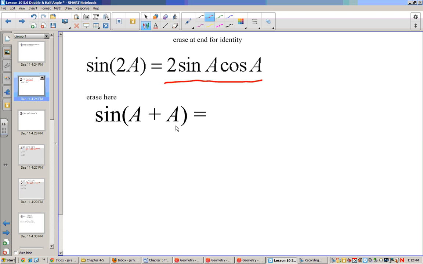And now to find out why that is, the sine of a plus a is the same as saying sine a cosine a plus cosine a sine a. And the reason is because if this was a b, there would be a b here and here, but they're the same variable, so we just write them across. So if we combine these two, it'd be 2 sine a cosine a.